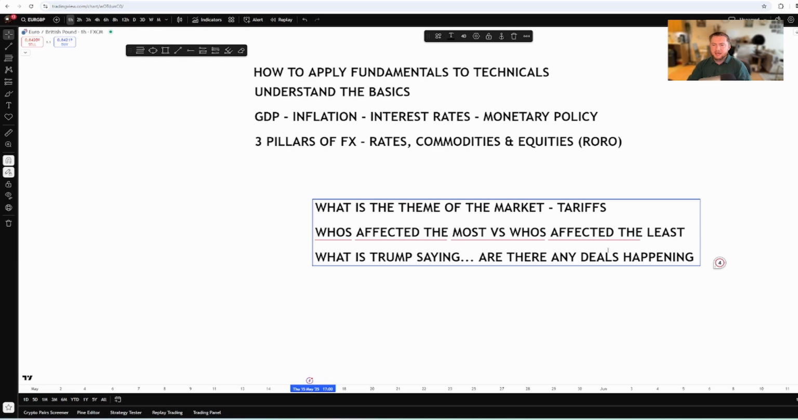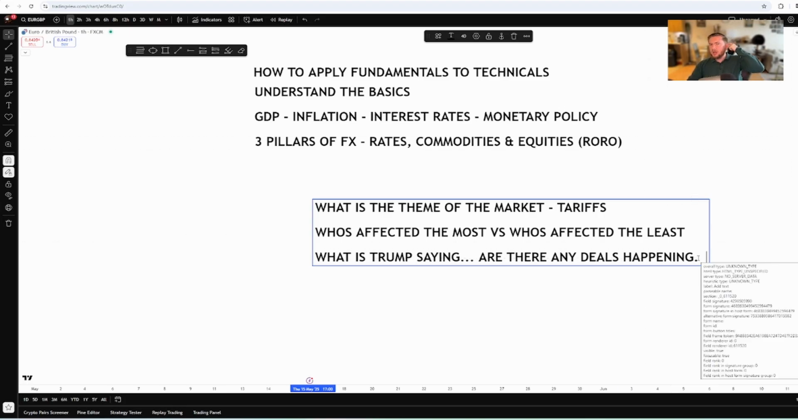So what is Trump saying? Are there any deals happening? If there are deals happening, those who are affected the most will strengthen the most. That's why you've seen periods of euro strength. You've seen periods of AUD, in particular New Zealand, because they are affected as a proxy to China. So that is what we need to be thinking about at this given point. So who's affected most versus who's affected the least? If you see more deals happening, you want to be buying those currencies who are affected the most versus who's affected the least. Does that make sense?